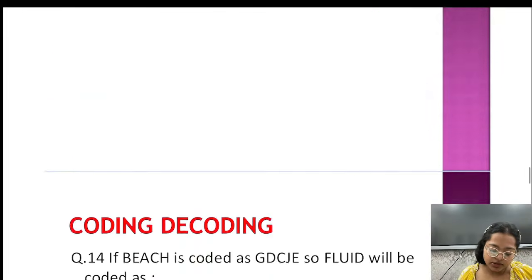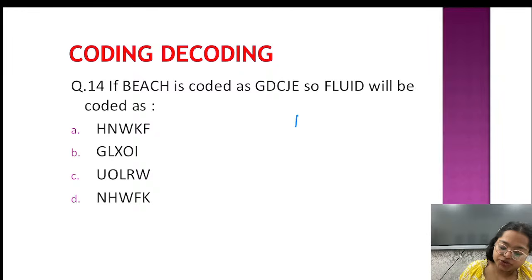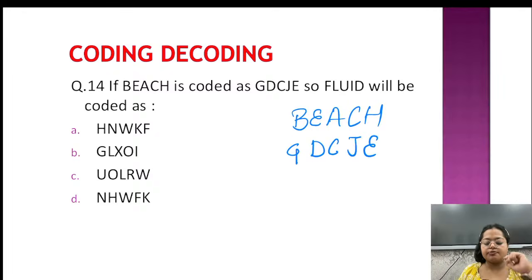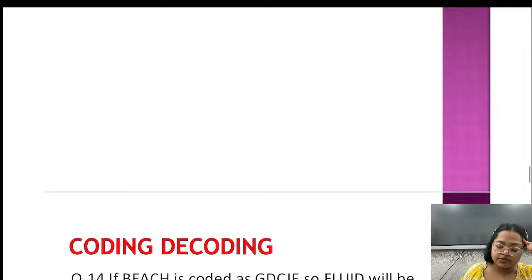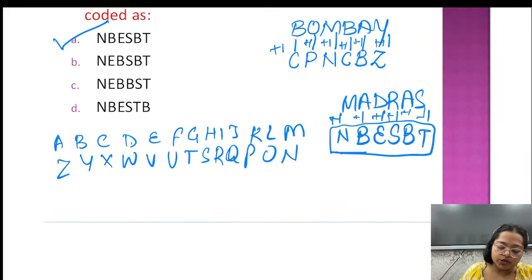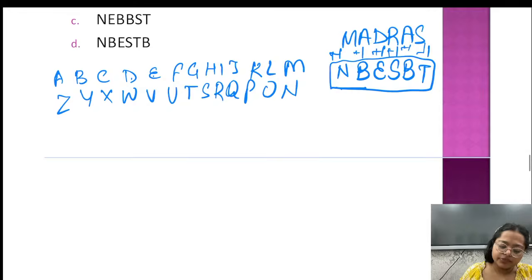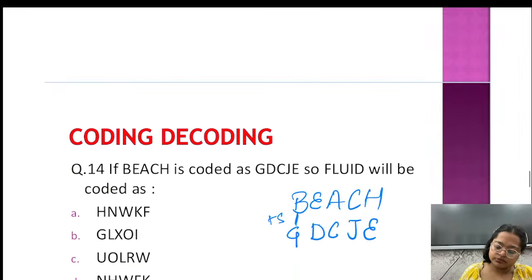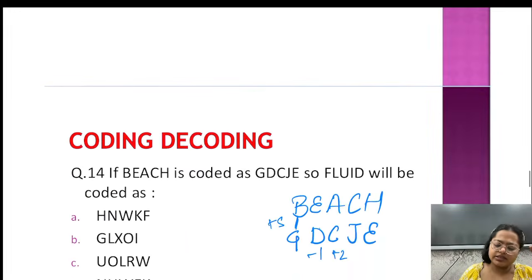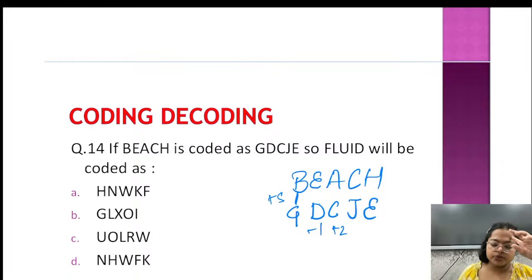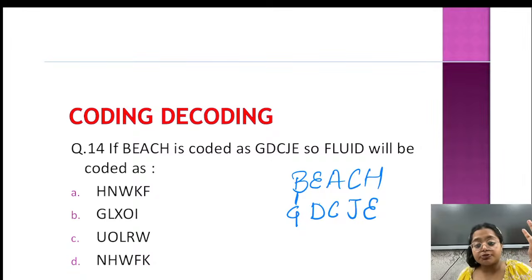Okay, now next question, beach. Beach is coded as GDCJE. B to G, how much distance? Counting forward 1, 2, 3, 4, 5, so this is plus 5. E to D is minus 1. A to C is plus 2. C to J. So is there any pattern in this? No. So this question would not be solved like this. We have to find some other options.